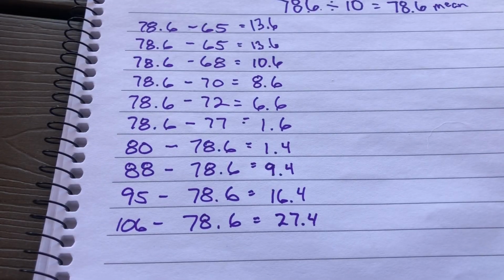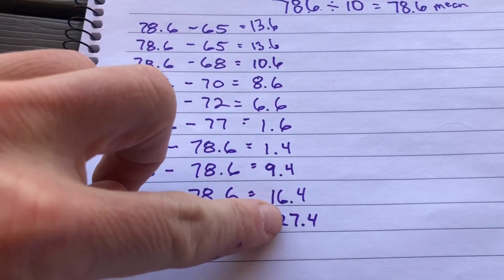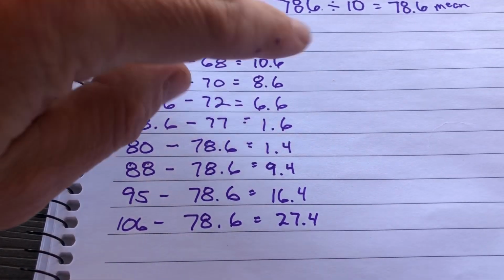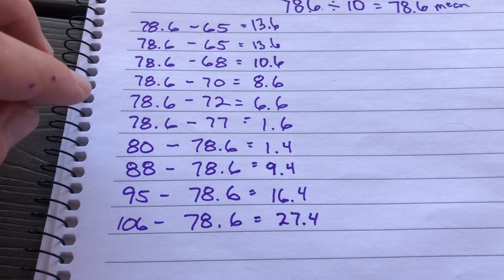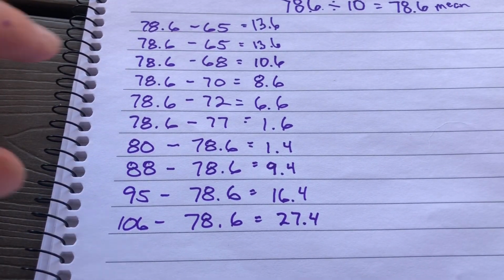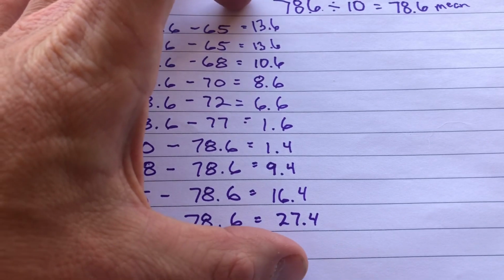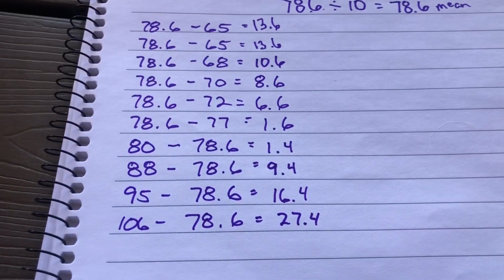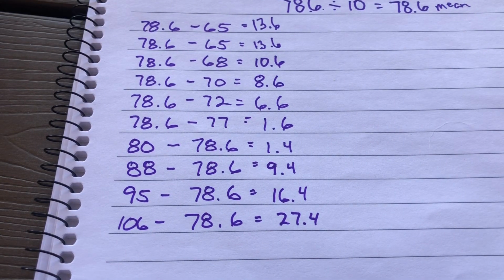All right, so there you have it. I've found the difference. Remember, these differences are just a measure of how far away every number in our data set is away from that mean. Now, we want to know the mean absolute deviation, which means we want to know what is the average distance that these numbers are away from that 78.6, which was our mean. And you remember when we find average, when we find mean, we add them all up and we divide by however many numbers there are.